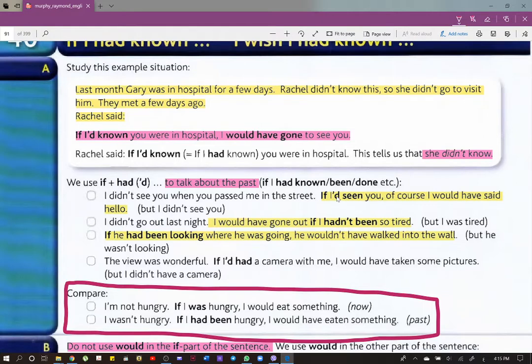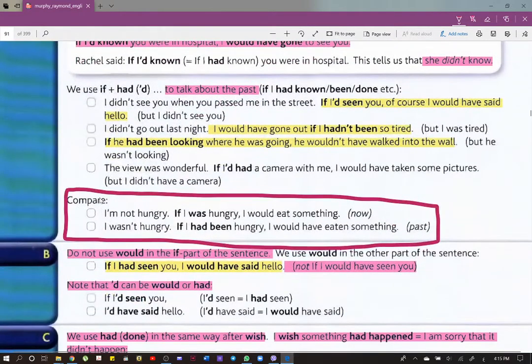If I'd met her, I'd remember her. Please try not to be confused. I'd here means I had, not I would. If I'd seen you, I had seen. This is the past perfect: had plus past participle. Now compare, this is important. Say I'm not hungry. If I was hungry, I would eat something. Now, I am not hungry. But in the past, I wasn't, so it is the past. We say if I had been hungry, I would have eaten. Okay, this is very important. So this tells us the difference between the first case of the if clause and the third case.